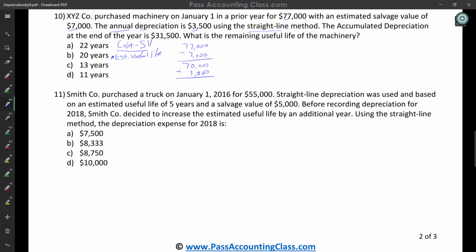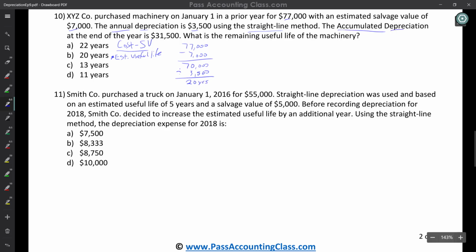When I do that, I end up with 20. And this is 20 years. So what I solve for is the estimated useful life. So the estimated useful life on the machinery is 20 years. Then what I need to do is figure out how many years have we depreciated it.